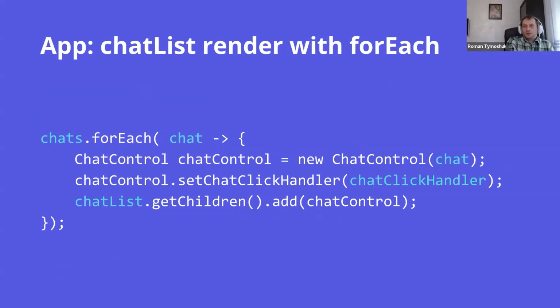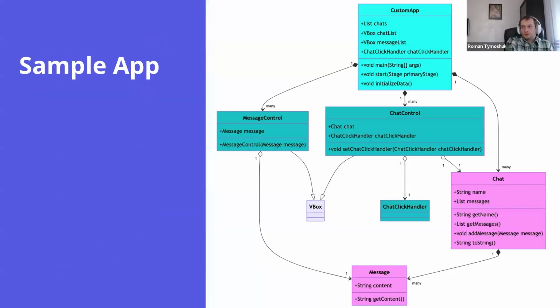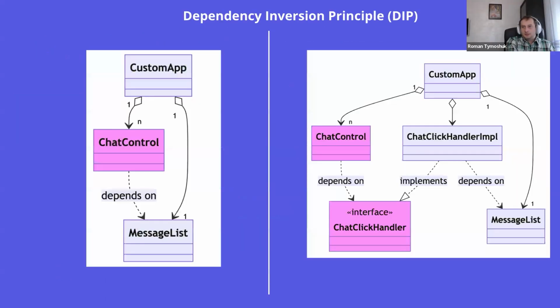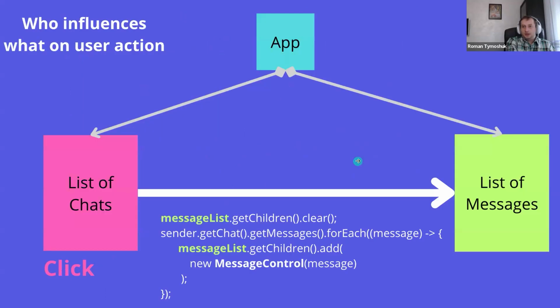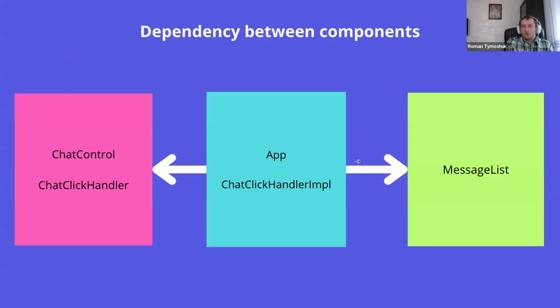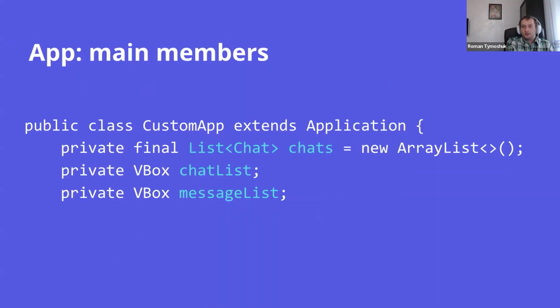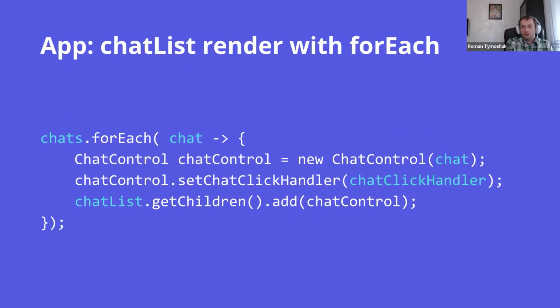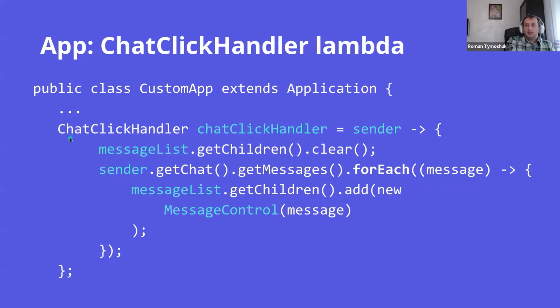Yeah. How to answer this question? Let's go back to the chat click handler. Oh, nothing implemented here. But what we should provide? We should provide the chat itself, chat control here. The same here for the for each. We are iterating from the chat, and chat is a precise example of the element in the list. Sender here is a chat controller which has multiple chats.